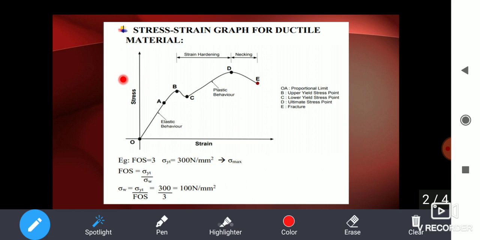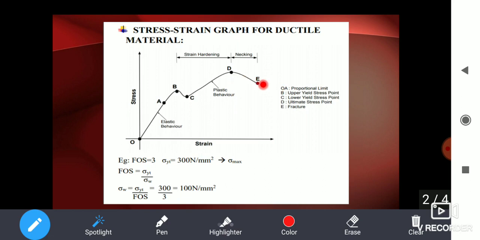So point D is called the ultimate stress point, where the stress will be maximum. Up to point D, the stress increases to its maximum. And if we go beyond the point D, the stress decreases, and at a particular point, failure occurs. So the point D will be the maximum, and if the material goes beyond point D, at a particular point E, the material fails.